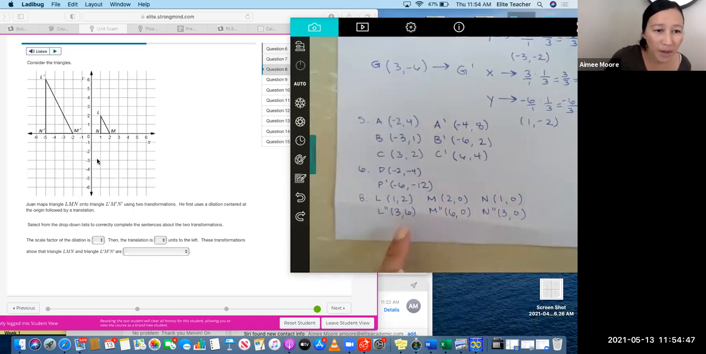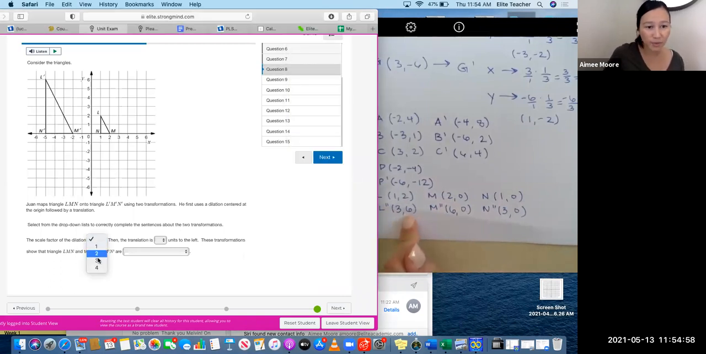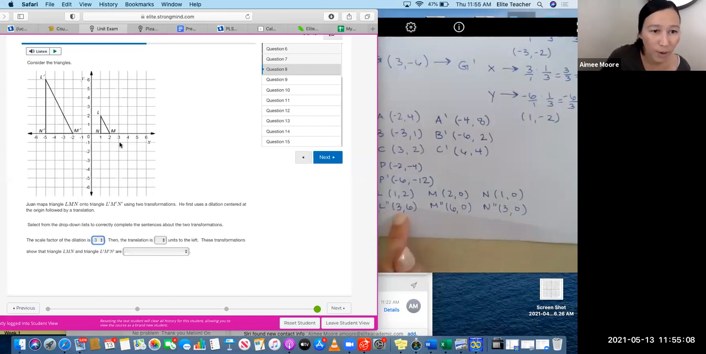Okay, so now we have to picture that point L is at 3, 6. So first, the scale factor of the dilation we said is 3. Then the translation is how many units to the left? Well, let's look at point L double prime. So if we're at 3, 6, we need to translate it 1, 2, 3, 4, 5, 6, 7, 8 units to the left.